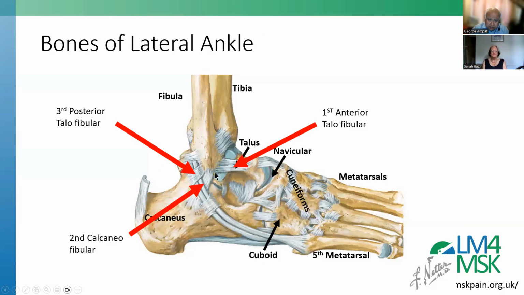So this is the outer side of the ankle. On the outer side, you can see the fibula. There are three main ligaments. There's one from the fibula to the talus. This is the anterior talofibular ligament. I've said that's the first because that is the ligament that is usually damaged in an ankle sprain.